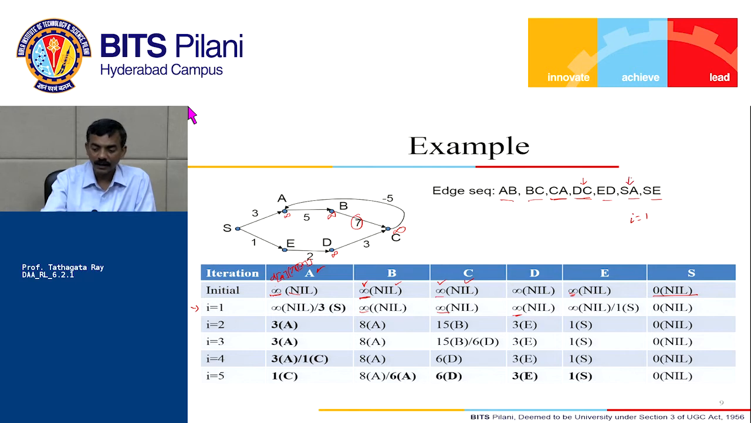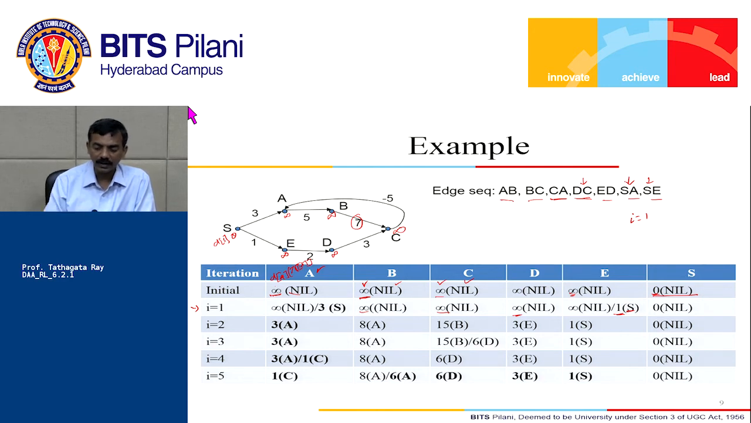But then comes SA. Now the dV value of S, or dS, is nothing but 0, plus 1. So dS is 0, plus 1 is going to be definitely less than infinity. This is infinity, so E gets updated. The distance value of E gets updated to 1 and the parent becomes S. Sorry, this is for SE. We should see SA first.